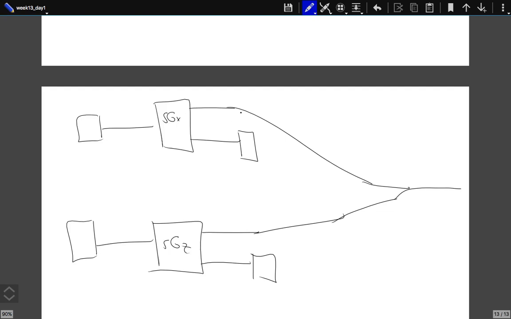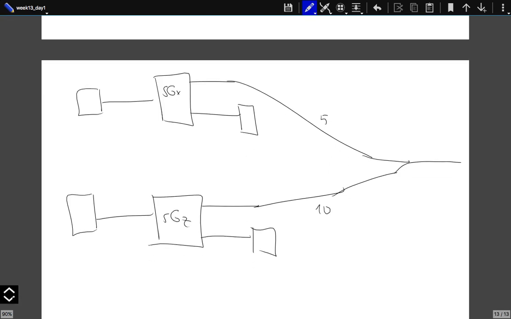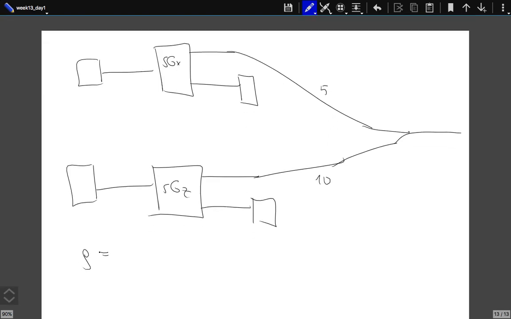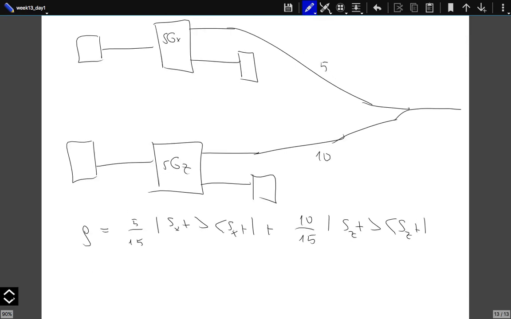In the final beam, let's say when you send 5 units from the top and then 10 units from the bottom, your density matrix will be just 5 over 15 times Sx plus Sx plus, plus 10 over 15 times Sz plus Sz plus. This will be your density matrix. It depends on how you create your system. And you see, keep in mind, this is an example where Sx plus and Sz plus are not orthogonal to each other. They don't have to be orthogonal to each other.